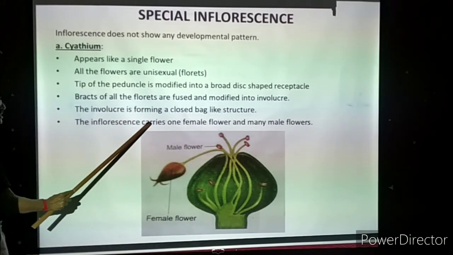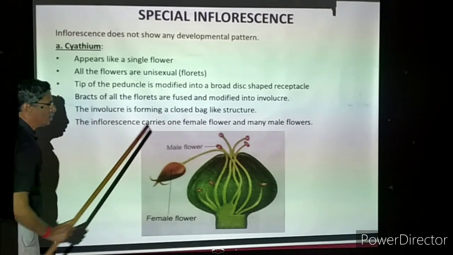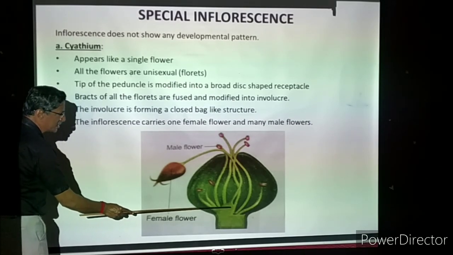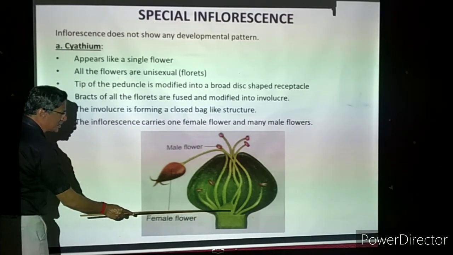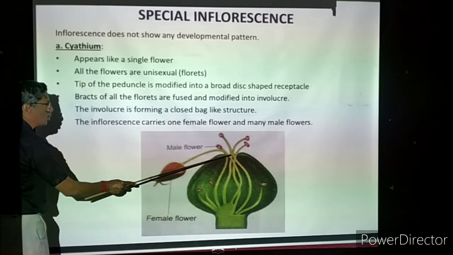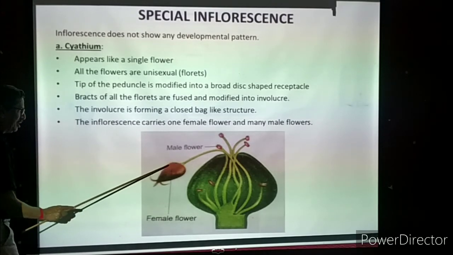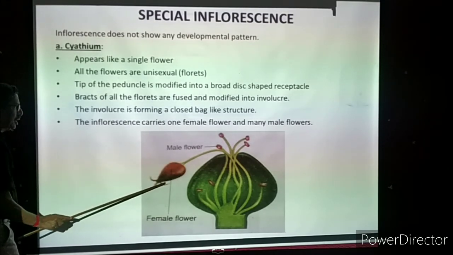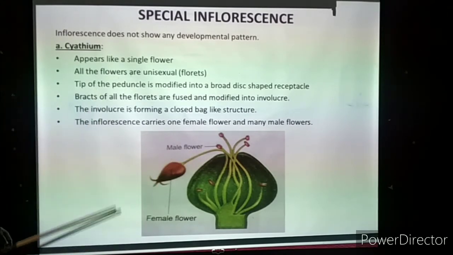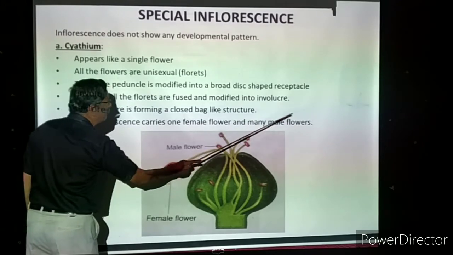The inflorescence carries one female flower. Only one female flower will be there. Now see that the center, this is the base of the inflorescence. From here, a long stalk is arising. It is coming out of the inflorescence, that is the involucre. Then it is having a female flower. Okay, this is the pedicel. A long pedicel is present here. So only one female flower and many male flowers.